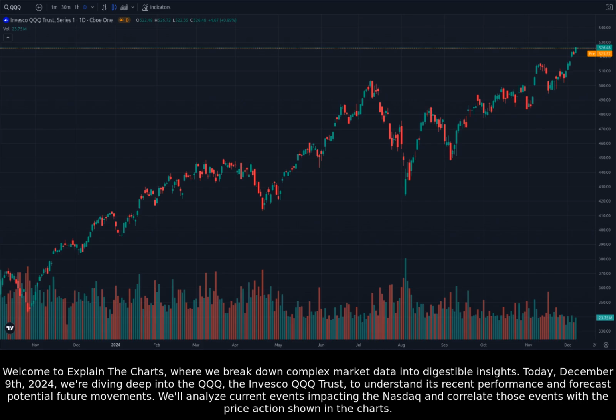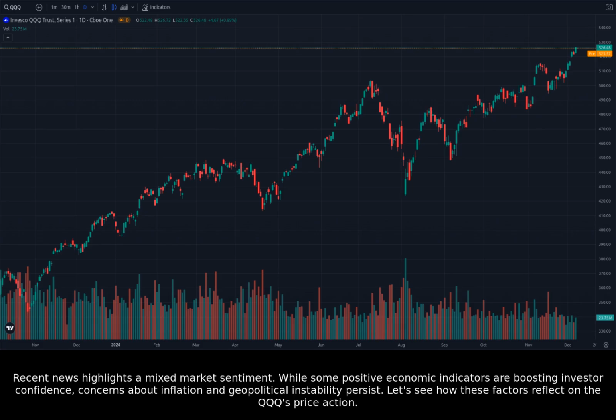Today, December 9th, 2024, we're diving deep into the QQQ, the Invesco QQQ Trust, to understand its recent performance and forecast potential future movements. We'll analyze current events impacting the Nasdaq and correlate those events with the price action shown in the charts. Recent news highlights a mixed market sentiment. While some positive economic indicators are boosting investor confidence, concerns about inflation and geopolitical instability persist. Let's see how these factors reflect on the QQQ's price action.